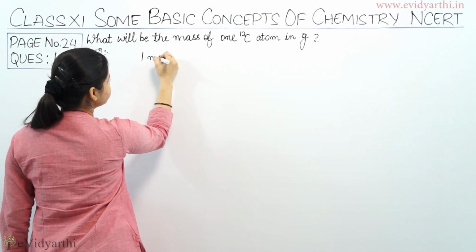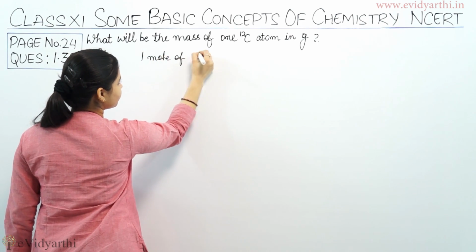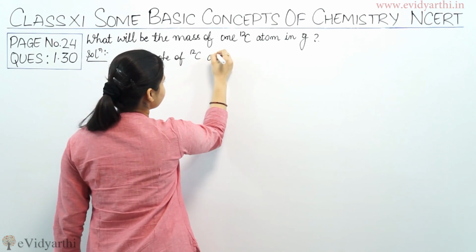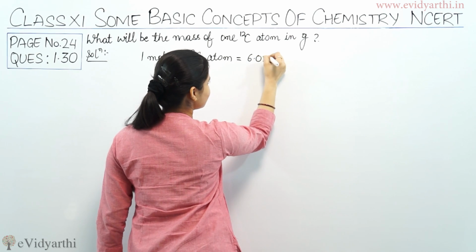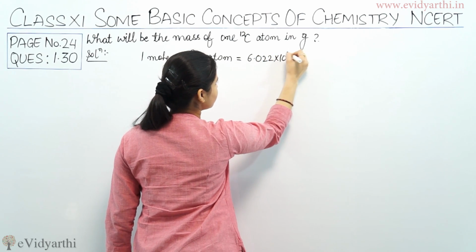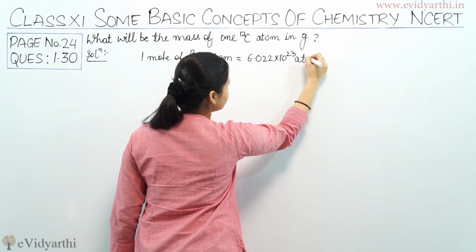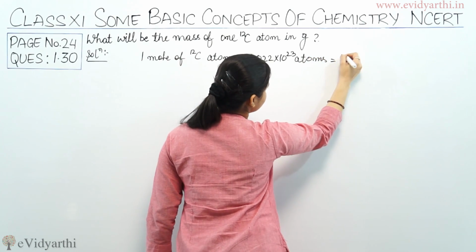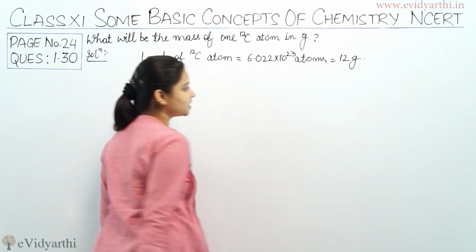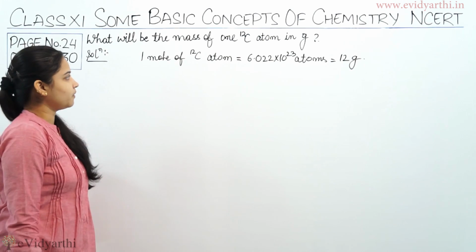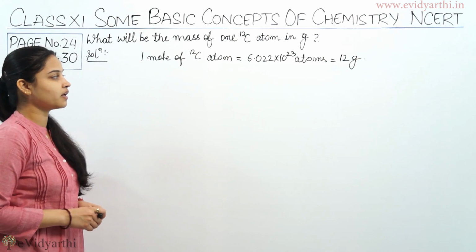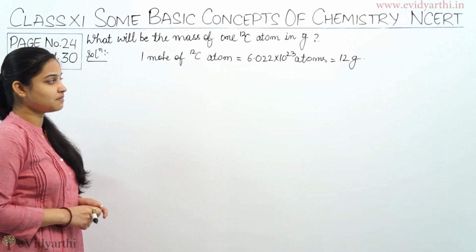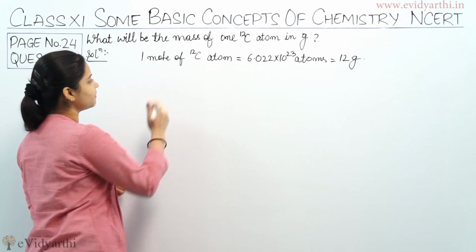One mole of carbon-12 atoms is equal to 6.022 × 10^23 atoms, which is equal to 12 grams. Okay? In 1 mole of carbon-12 atoms, how many atoms are there? 6.022 × 10^23 atoms, and what is the mass? 12 grams. Thus we can say that.